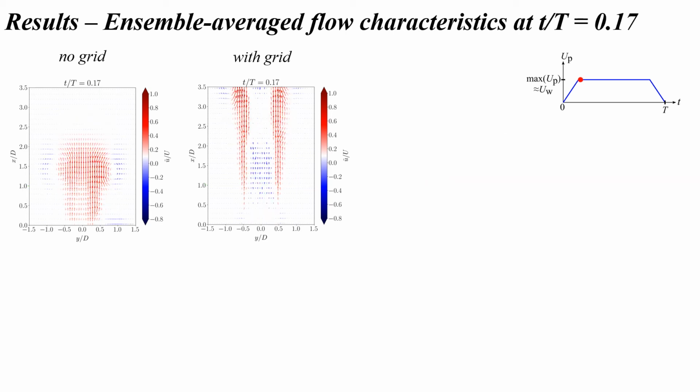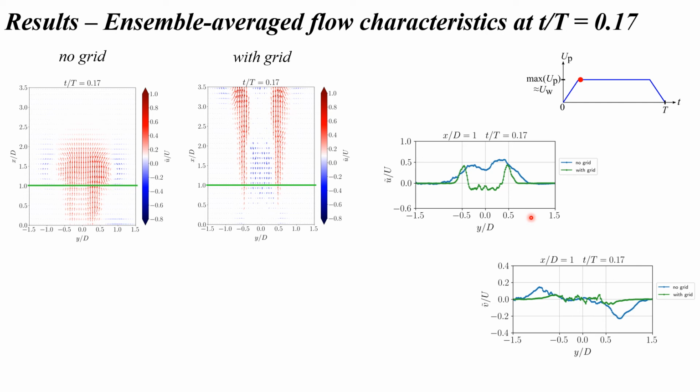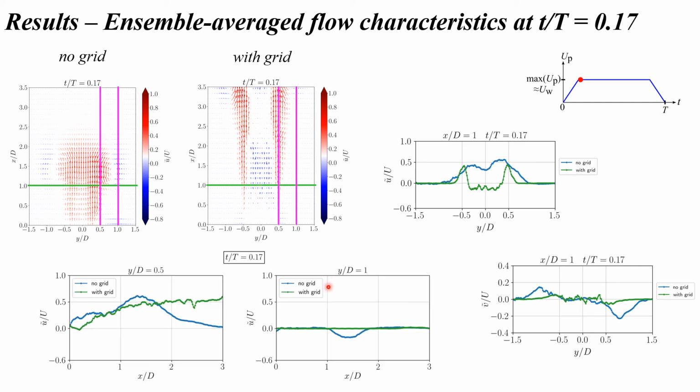After a short time, reverse flow already occurs for the model with the grid, whereas for the model without the grid, the axial velocities only now begin to decrease. The axial and lateral velocities at x/d equal to 1 and the axial velocities at y/d equal to 0.5 and 1 now become higher for the no-grid model.